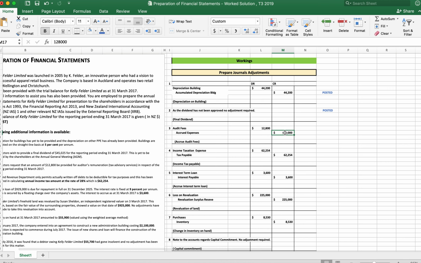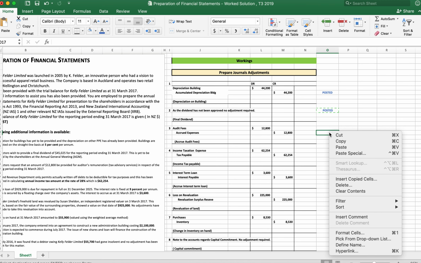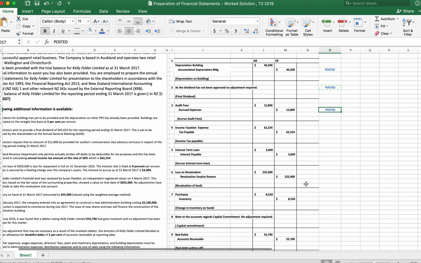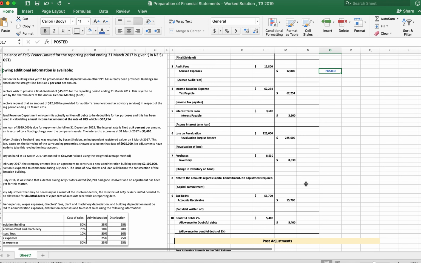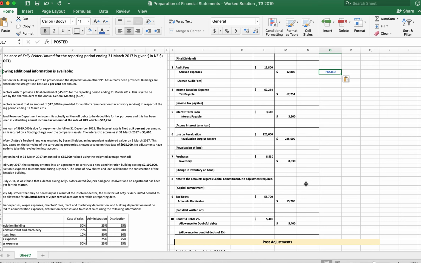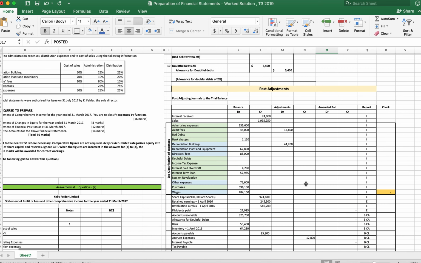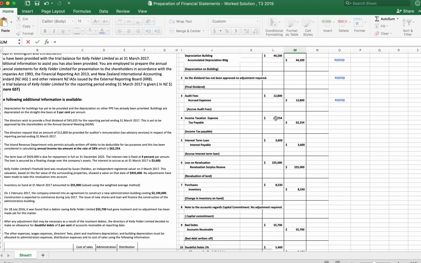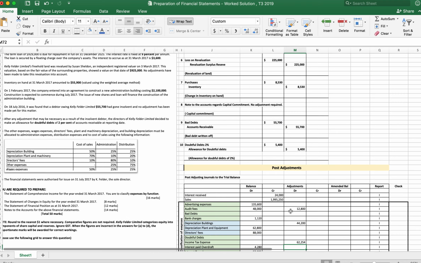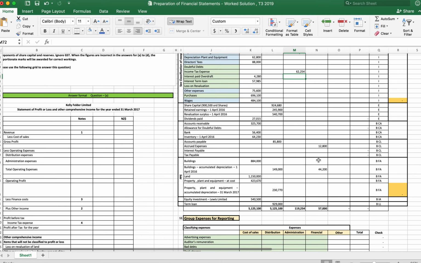Not too sure why I'm getting these figures a little bit hokey pokey up here, but there you go. Right, that's working. Okay, the next one is income tax expense, debit. And income tax payable credit.